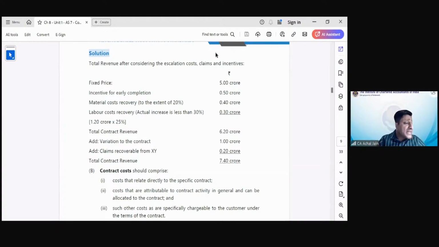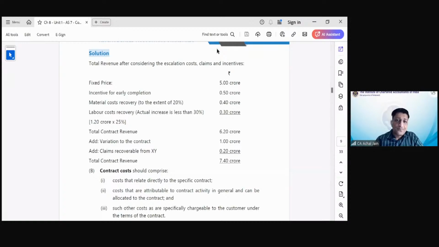Now, if you look at the material cost, that has increased by 80 lakhs, wherein the escalation percentage is 40%. But what is the maximum percentage which is acceptable? Tell me, for the material cost, what is the maximum percentage which is acceptable? 20%. So even if the cost has gone up by 80 lakhs, what is the maximum amount you can consider? 40 lakhs. Okay, so 40 lakhs will add.